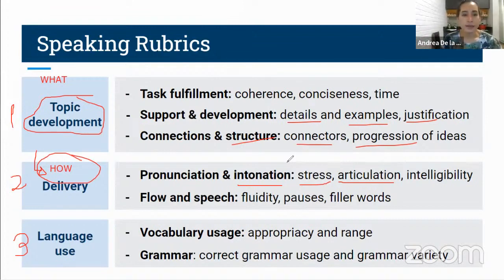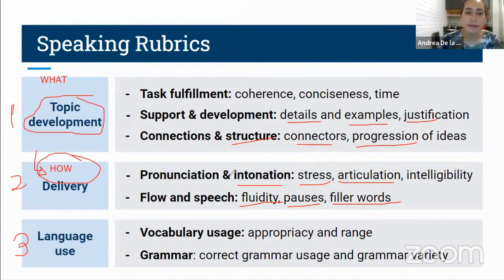So how understandable, how easy to follow your response is, and obviously how fluent you are. Do you make a lot of pauses? Do you stop to think too much? Are you using too many filler words? Are you saying "um" all the time? Are you, I don't know, making big pauses in your response? So how the flow goes, you know?